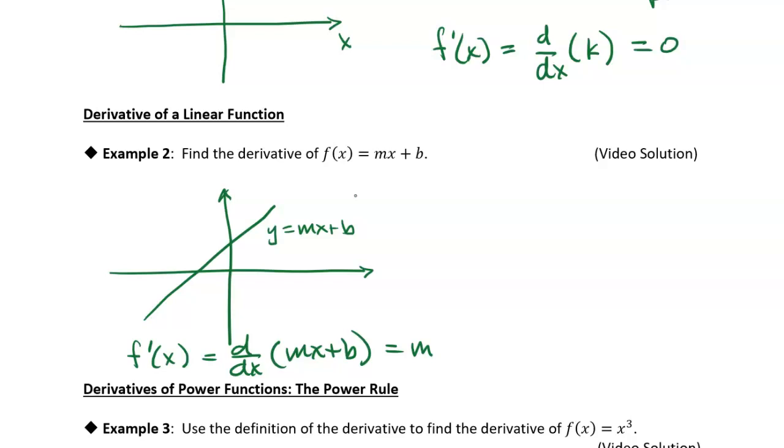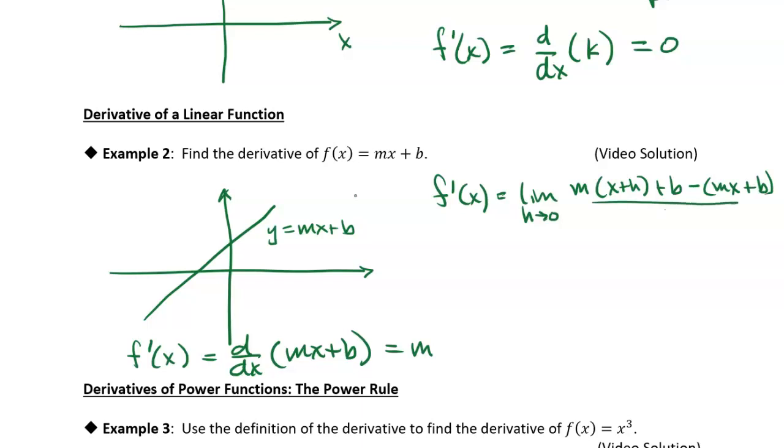So now we could also do this with the definition of the derivative if we want to. We could say that f prime of x is equal to the limit as h goes to 0 of, and we can take f of x plus h. So we can do m times x plus h, we're just replacing x with x plus h, plus b. And then we subtract mx plus b. And we divide all of that by h.